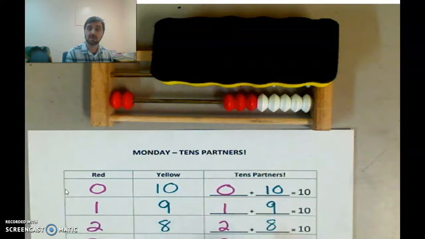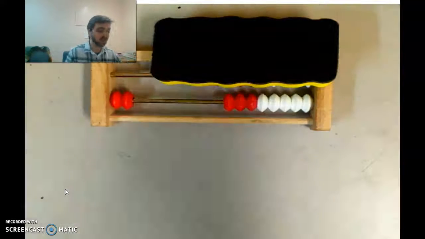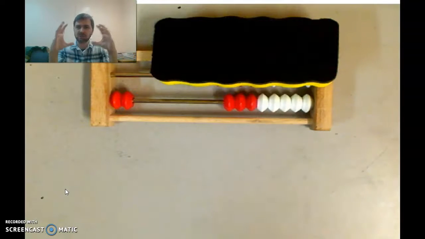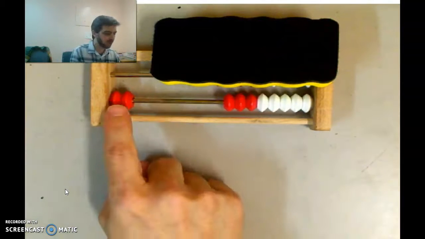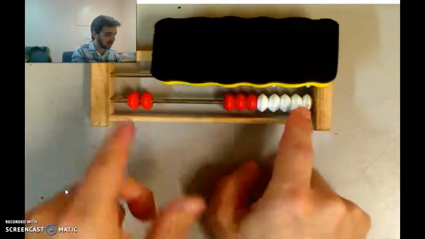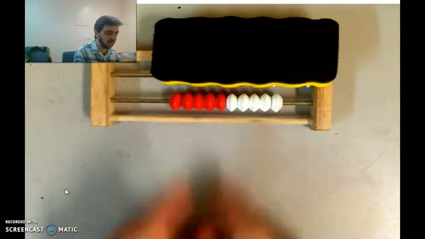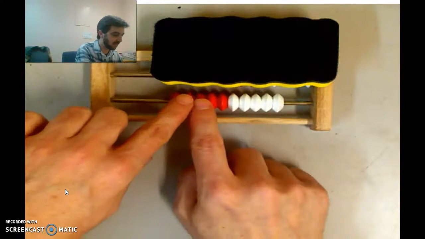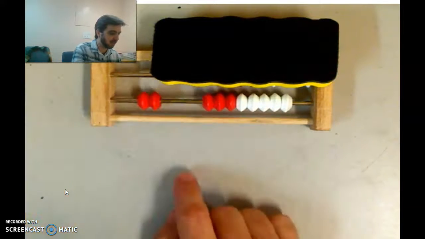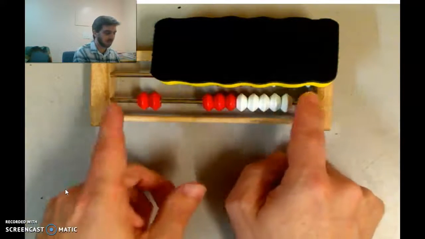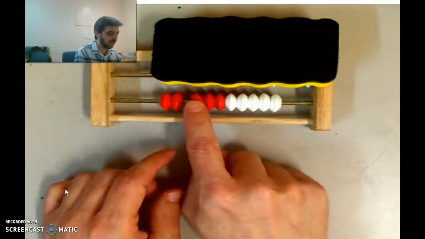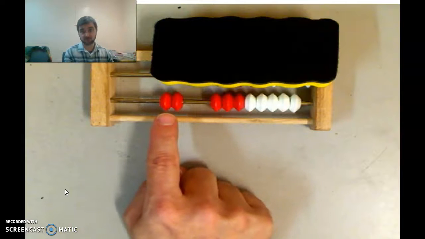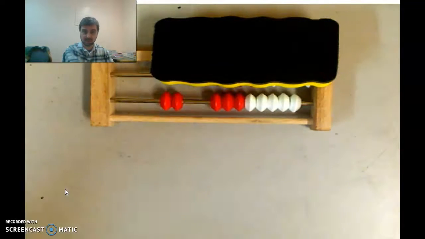Makes 10. Okay? So you can see how addition and subtraction are connected, right? 2 plus 8 more, if I bring them together, makes 10. If I separate them, if I take away 2, I get 8. Or I could think of it as, if I take away 8, I get 2. So it's all very connected, okay?